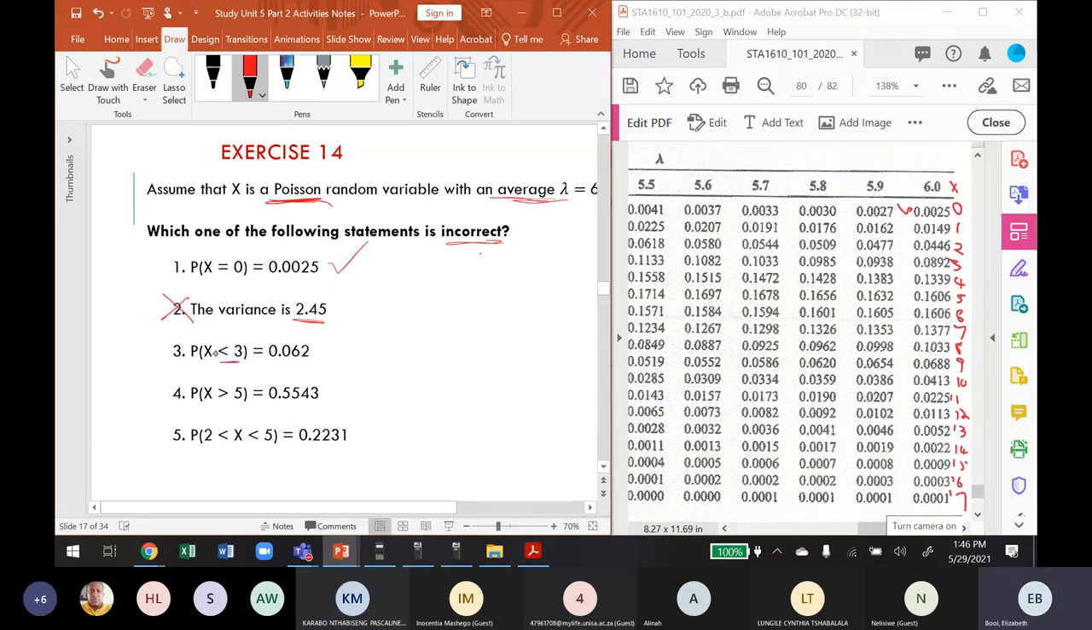Probability that X is less than 3, it means you're going to add from 0 to 2. So you're going to do the probability that X is 0 plus the probability that X is 1 plus the probability that X is 2, because it says less than 3. And that will be correct. Because it's 0.0446 plus 0.149 plus 0.0025.